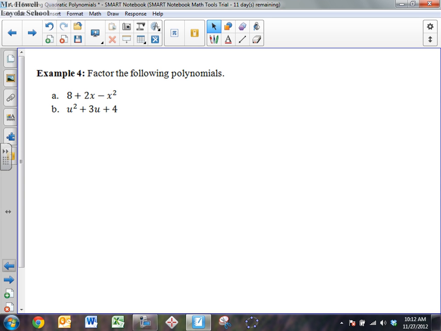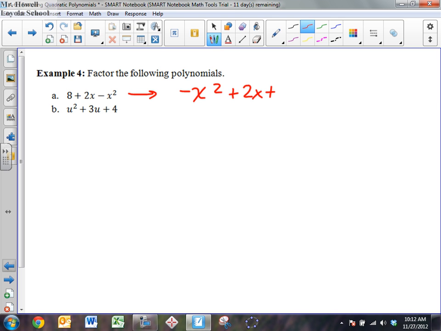Let's take a look at part A. Think about how you would do part A. How would you do part A here? I want to rearrange this. Good. Rearrange it. Very good. So for part A, rearrange it as negative x squared plus 2x plus 8. Or you could just do x squared minus 2x minus 8. Now we have to talk about that. You're right, and that's what we're going to do in a second. But what causes you to be able to do that? What can you factor out? Negative, how much?